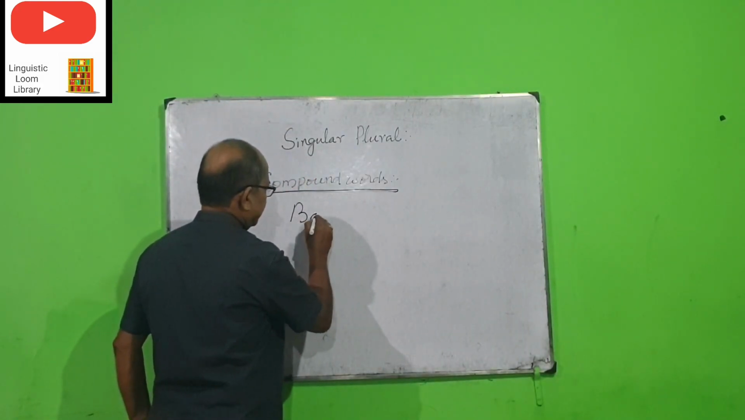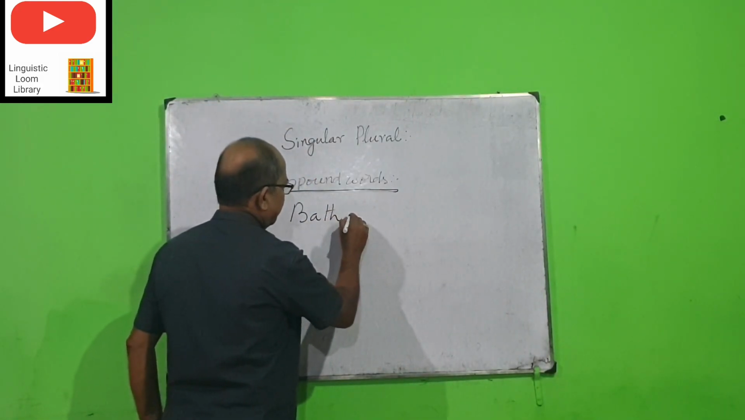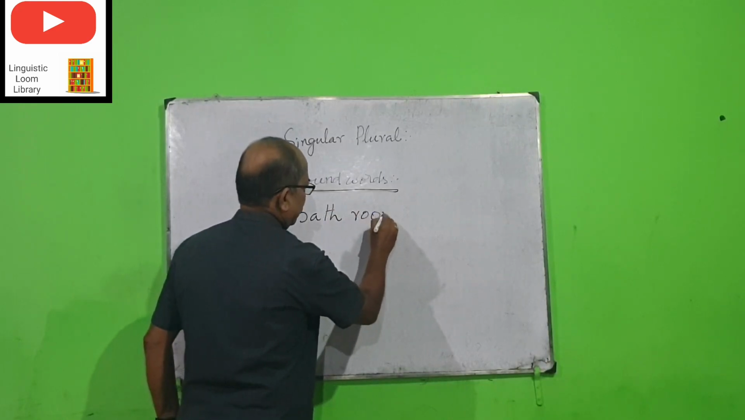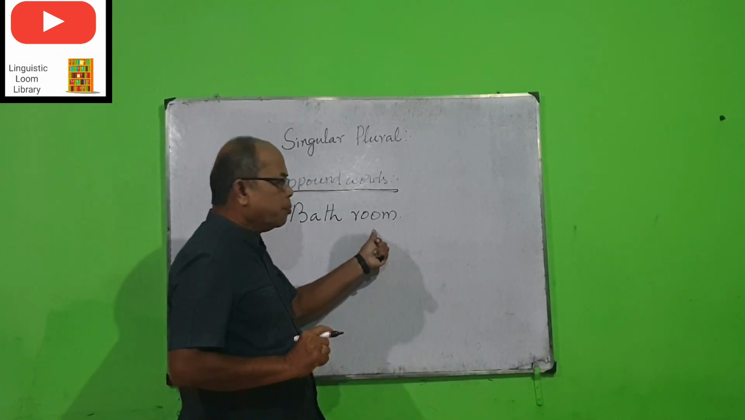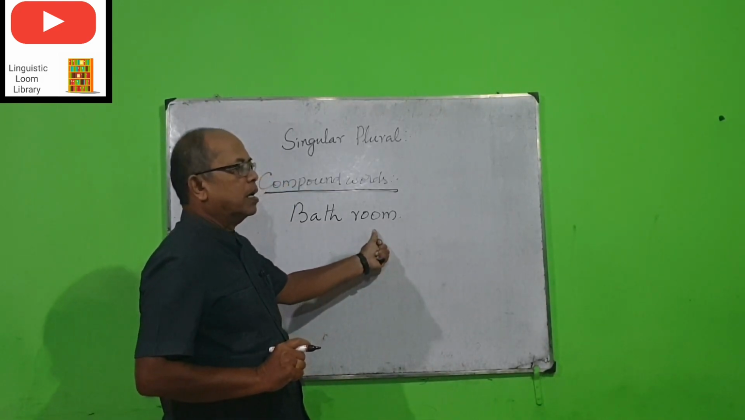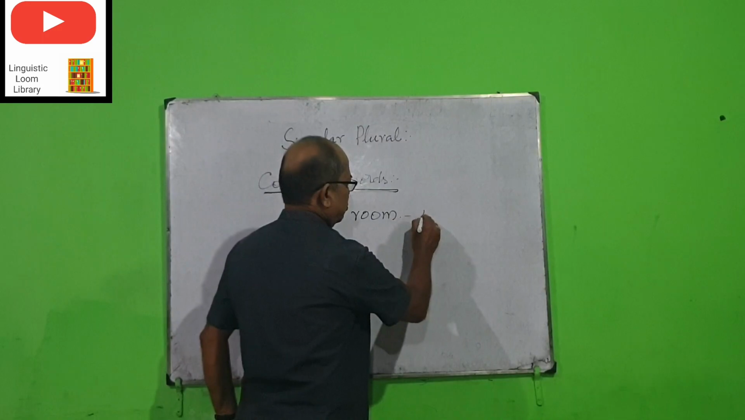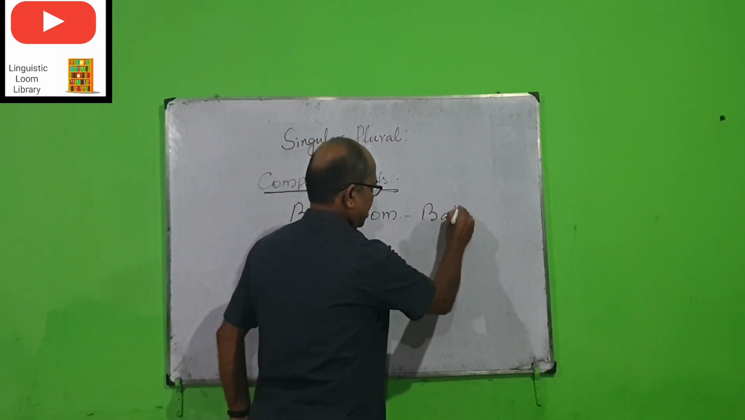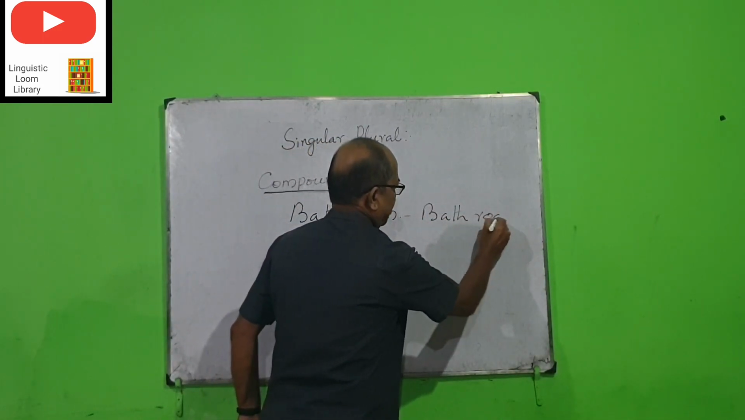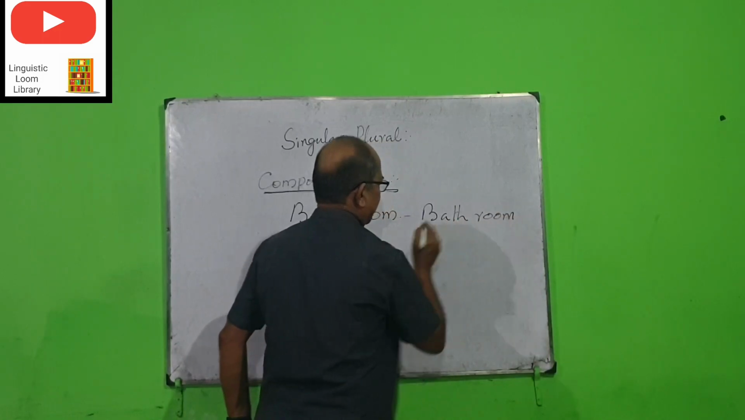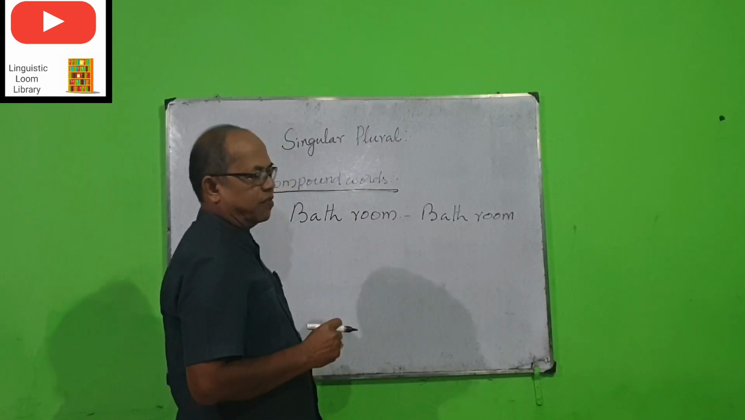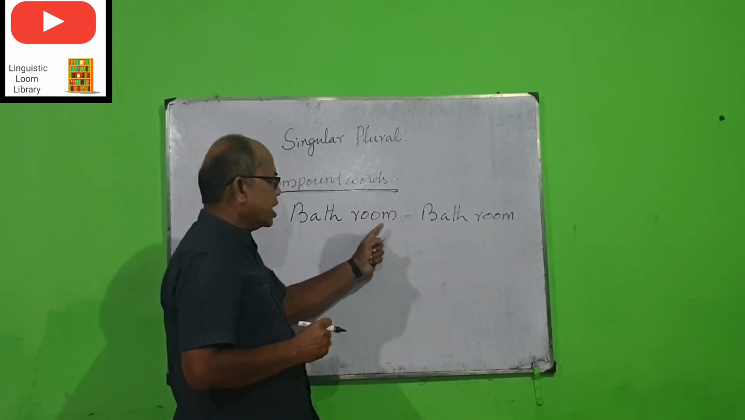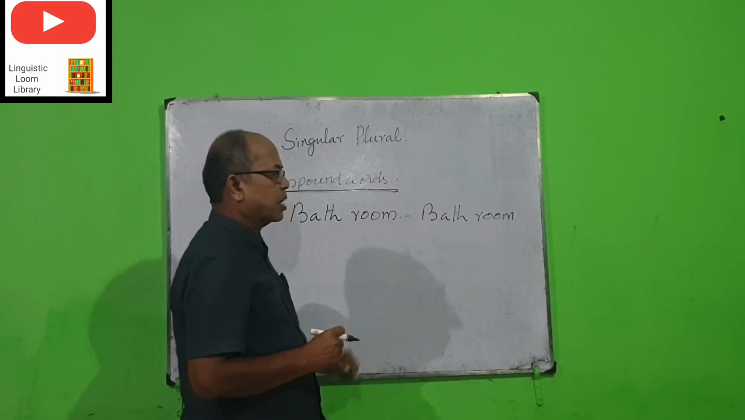For example, see that bathroom. In this, the noun room is taken into account and it is changed into bathrooms. We don't consider the beginning word, bath. It is an adjective actually. So the noun, the second word, is taken into account.